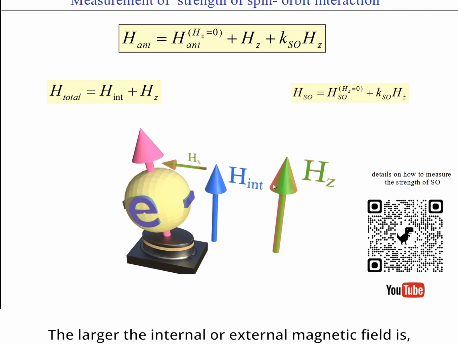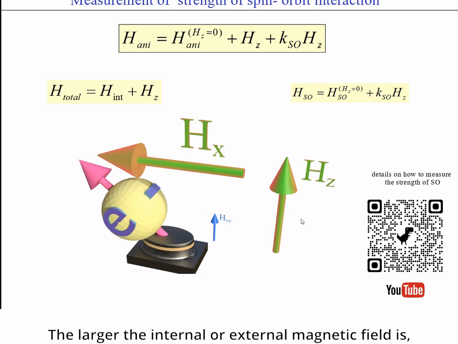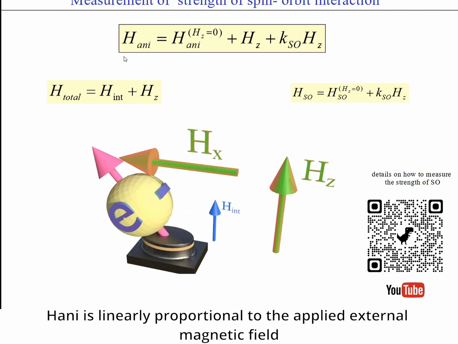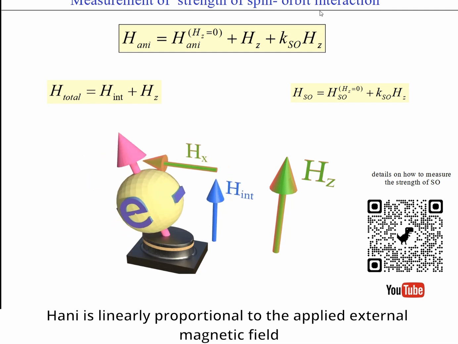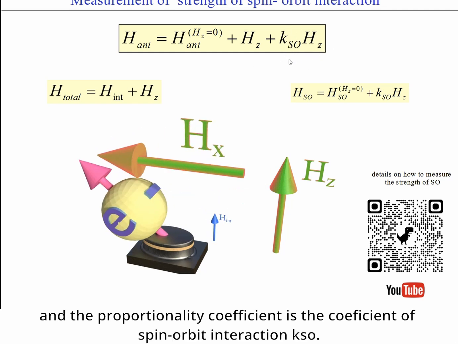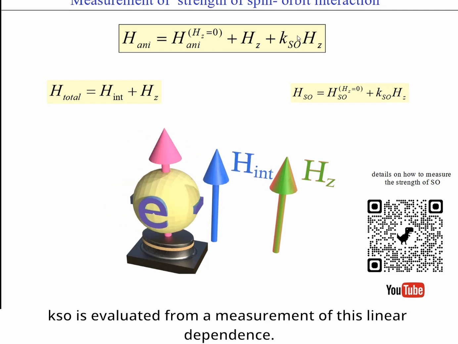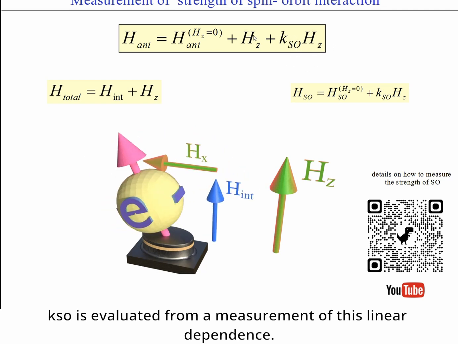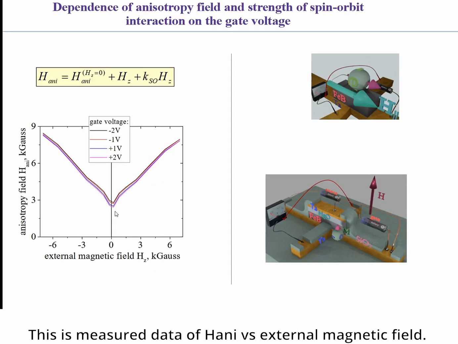The larger the internal or external magnetic field is, the larger the anisotropy field becomes. Anisotropy field is linearly proportional to the applied external magnetic field, and the proportionality coefficient is the coefficient of spin-orbit interaction. The coefficient of spin-orbit interaction is evaluated from measurement of this linear dependence. This is measured data of anisotropy field versus external magnetic field.